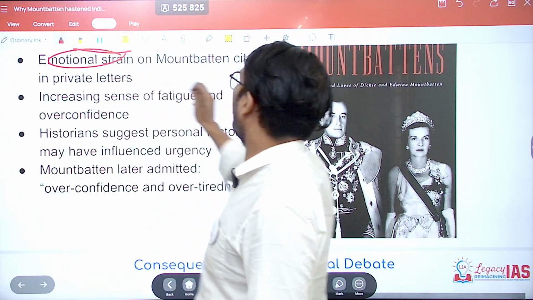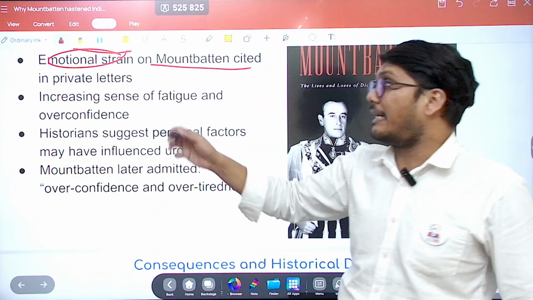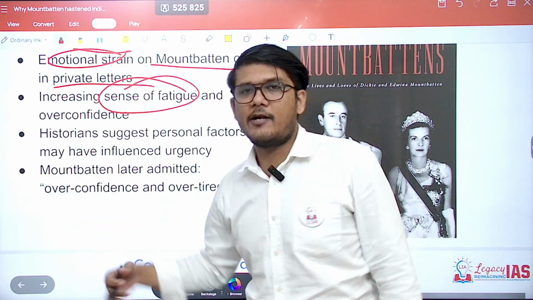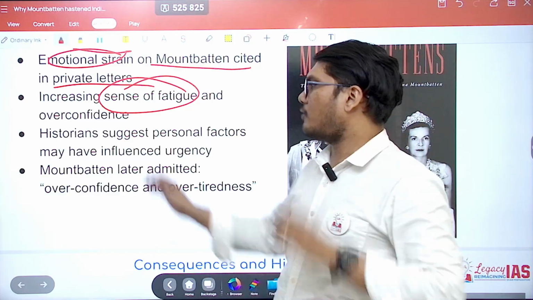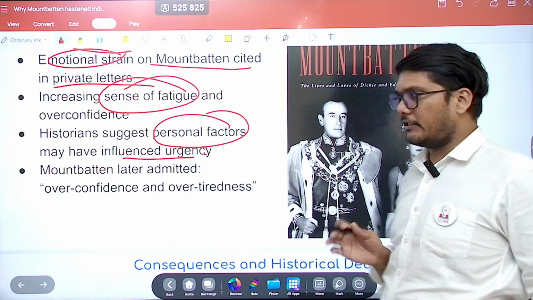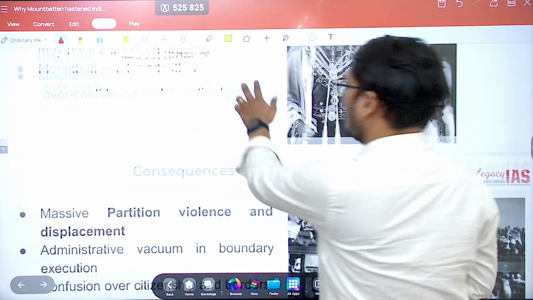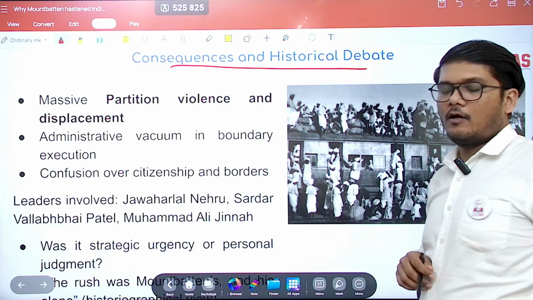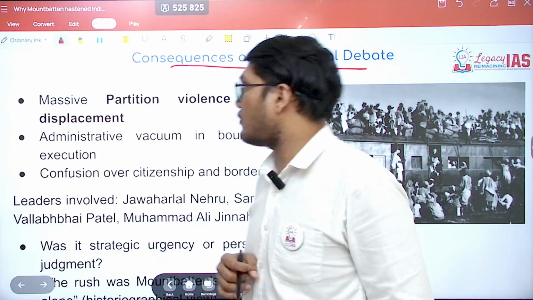Emotional strain on Mountbatten was cited in private letters that he has written, along with an increasing sense of fatigue and overconfidence. The historians have also suggested that personal factors may have influenced the urgency, nothing else. Okay. Now, what have been the consequences of this particular advancement?